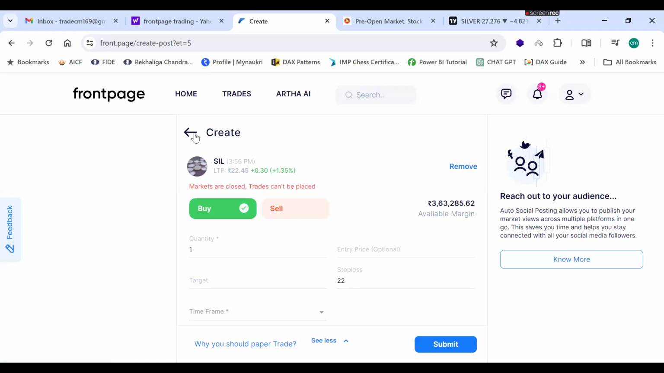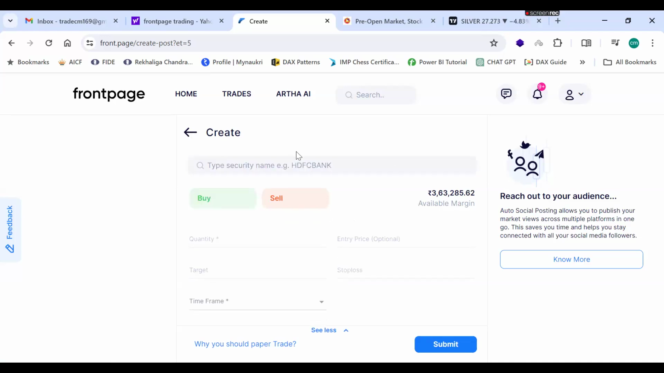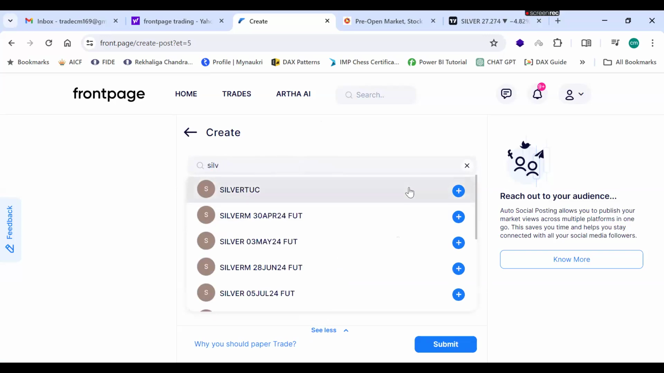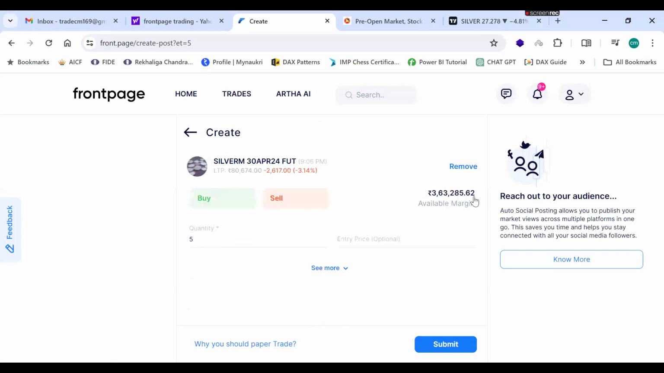I'll take silver, silver future. This is the LTP rate, 2617. The stop loss is 26600. Intraday quantity is 1. Buy.